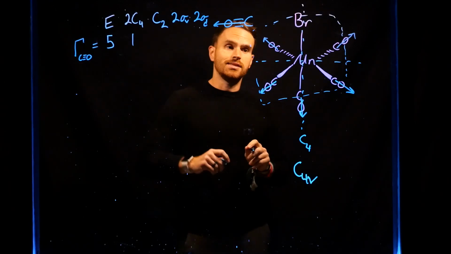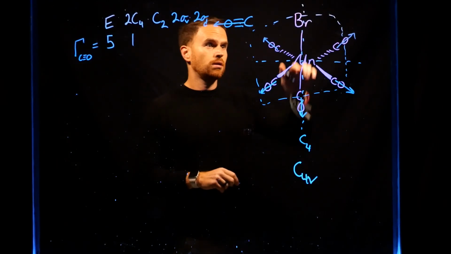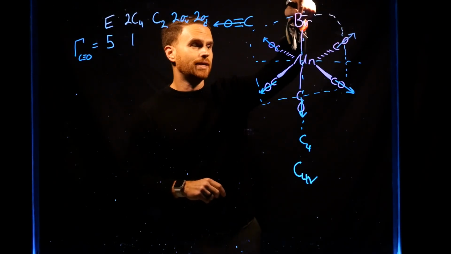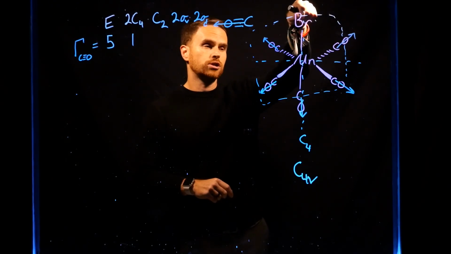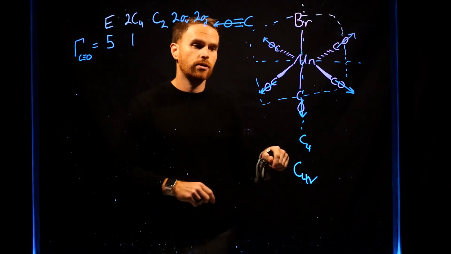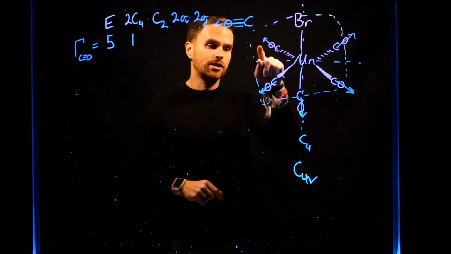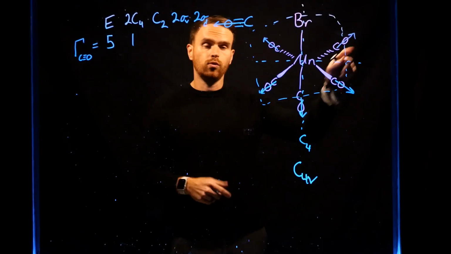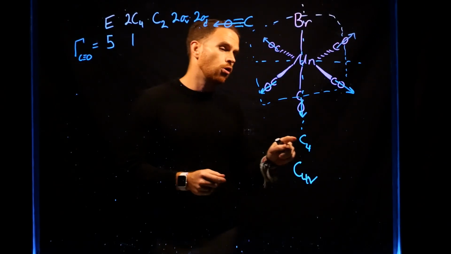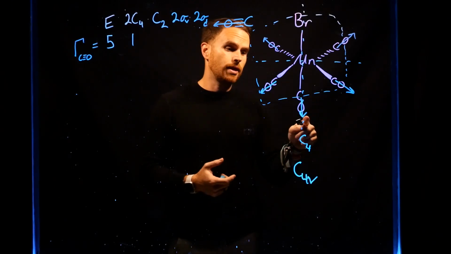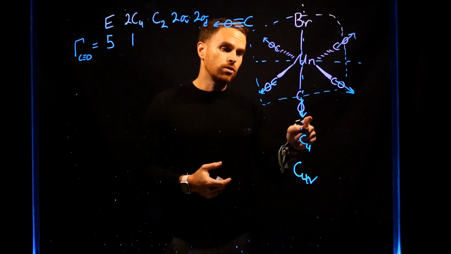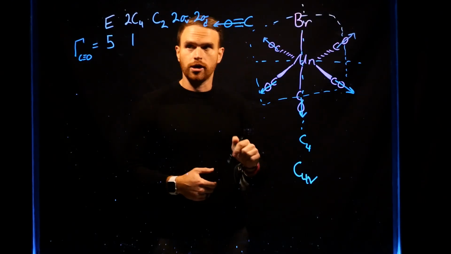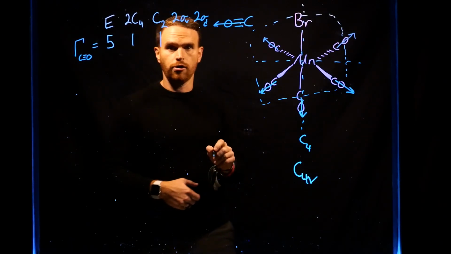The next thing is the C2 rotation, which again is going up and down through the molecule. If I were to do a 180-degree turn, what I would see is that each of these vectors would be moving, and the only one that would remain in the same position would be this downward CO stretch. So I'm going to place a 1 here.